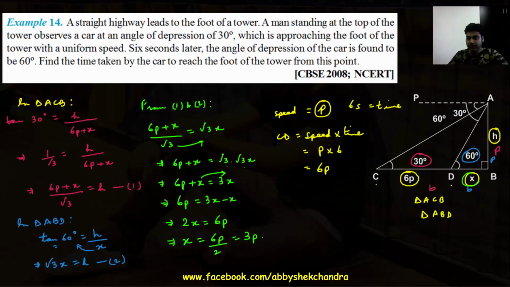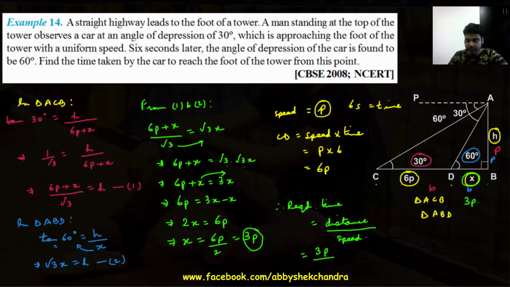Now this distance x, you got it as 3P, right? Now we need the time required, time taken in fact, for the car to reach from D to B. So required time will be what? Equal to distance, whatever distance it is, divided by speed. That will be equal to, what is the distance? The distance is x, which is equal to 3p. And what is the speed? Speed is p. That is what we had assumed. So p p cancels. What you get is 3 seconds.